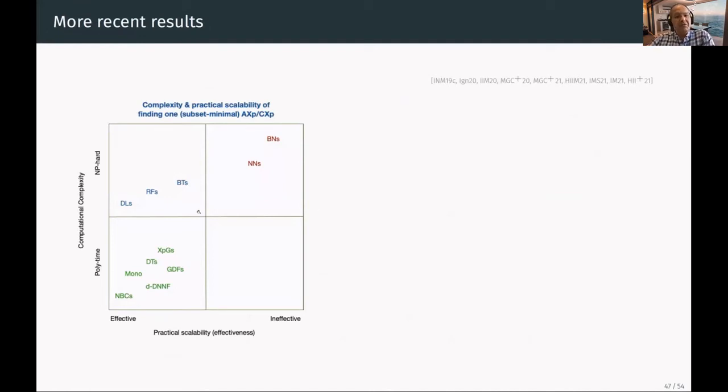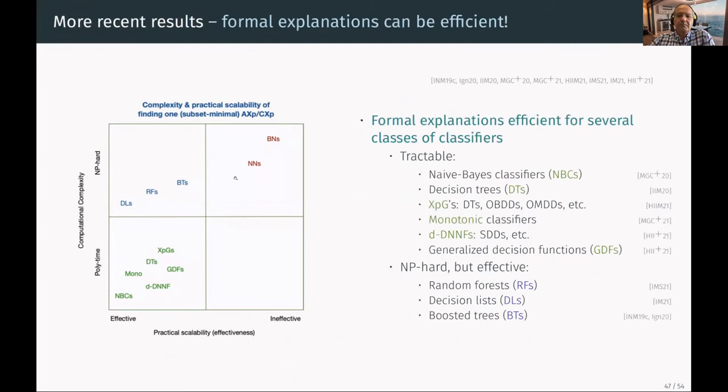And we have now a bunch of results. For different classes of classifiers, we have shown that several are tractable. For others, they are not tractable from a computational complexity point of view, but we showed that in practice they are extremely effective. We have shown that decision and random forests are hard from a computational complexity perspective, but in practice we can be very efficient. I'm going to show you a table shortly. The same applies to decision lists, and boosted trees not so much, and that's why in terms of being effective or ineffective, it's right here.